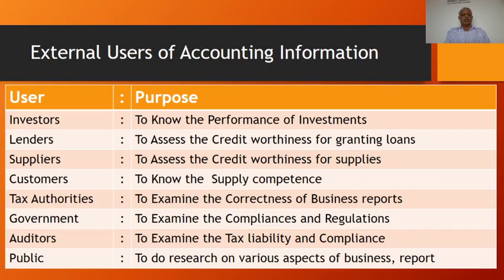Similarly, the government authorities. The government authorities are much concerned about compliance. For example, environment related compliances. Similarly, corporate social responsibility compliances. Similarly, listing related compliances. These are all very important to keep the business transparent and to keep the business environment friendly. So to know whether the business is really complying with all the regulations or not, accounting information will be much useful. Similarly, the auditors.